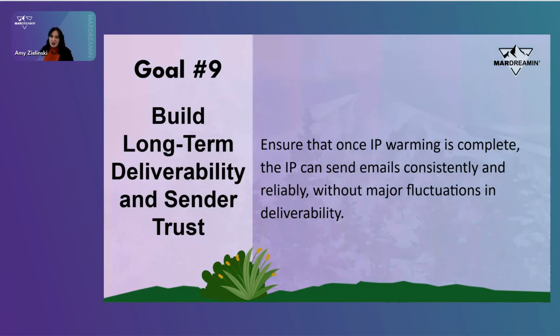Number 9 is to build long-term deliverability and sender trust. We need to ensure that once our warming is completed, the IP can send those emails consistently without major fluctuations in deliverability. This does mean we don't want to start sending to bad email addresses or people that we know have not interacted with our brand in years after IP warming is complete just because we have them available to us.